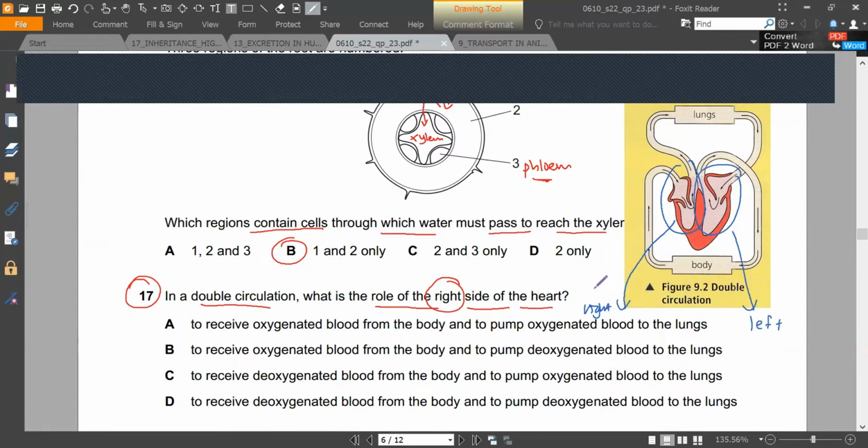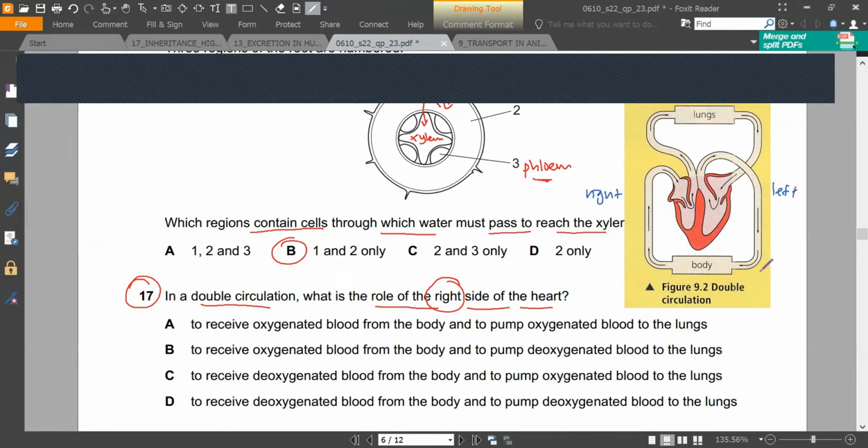So if we look at the right and left, let me clear everything. The two sides are reversed when we look at the heart, right and left.